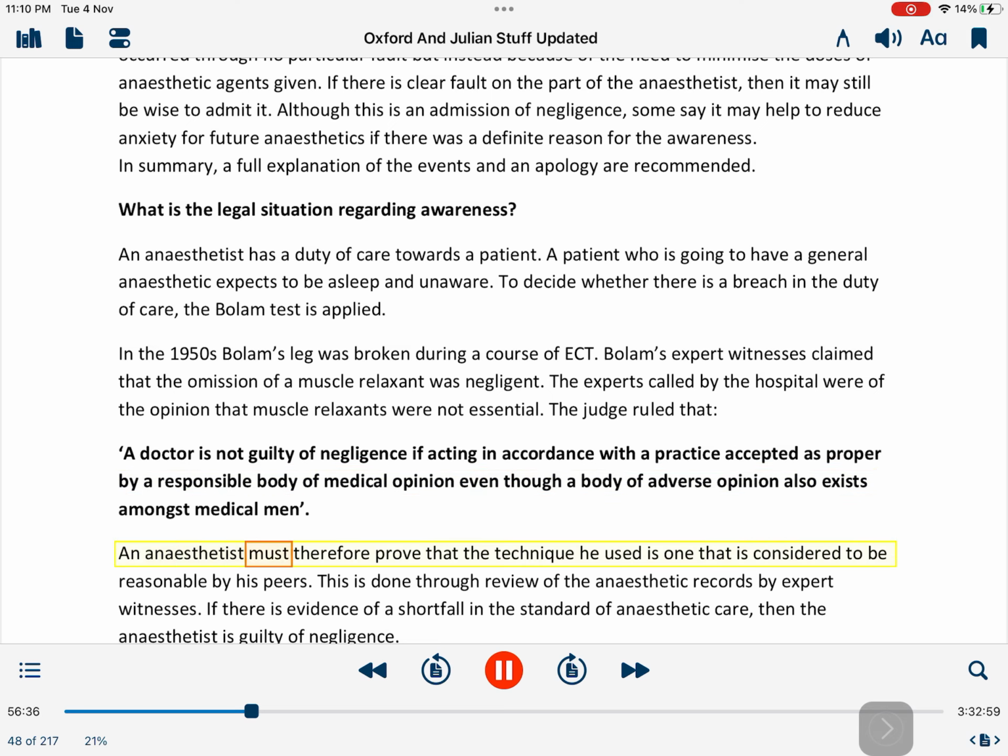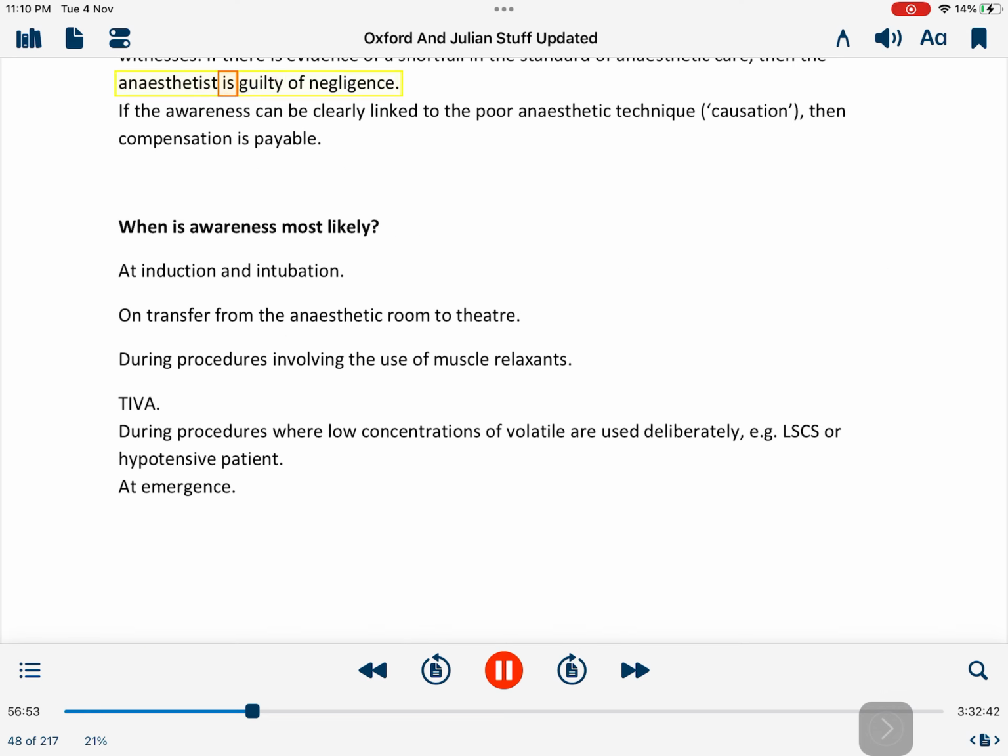An anesthetist must therefore prove that the technique he used is one that is considered to be reasonable by his peers. This is done through review of the anesthetic records by expert witnesses. If there is evidence of a shortfall in the standard of anesthetic care, then the anesthetist is guilty of negligence. If the awareness can be clearly linked to the anesthetic technique, causation, then compensation is payable.